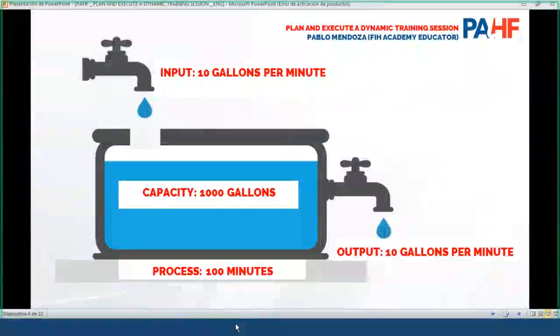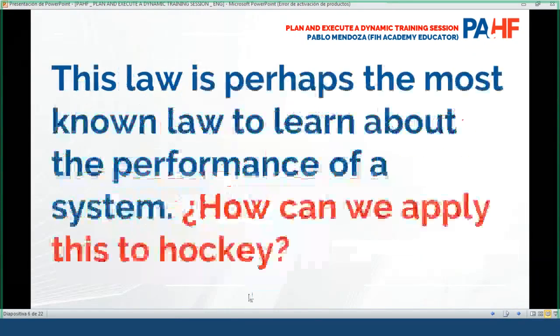Let me go back again. So again, this is a system that has no external variables. Everything is going in a perfect environment. 1,000 gallons, 10 go in, 10 go out, 100 minutes process. So again, this law tells us about the performance and efficiency of a system.